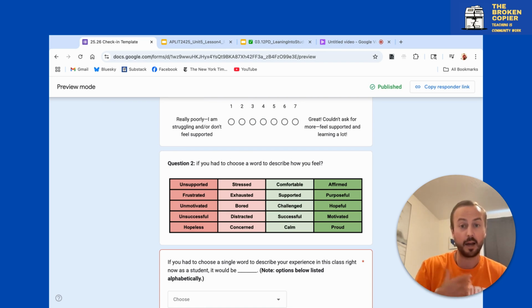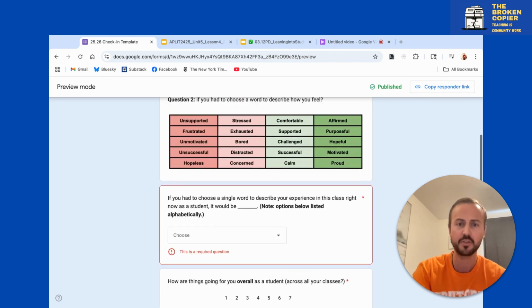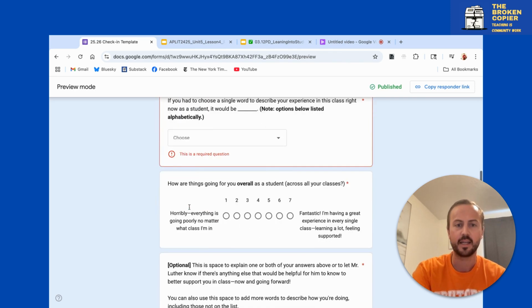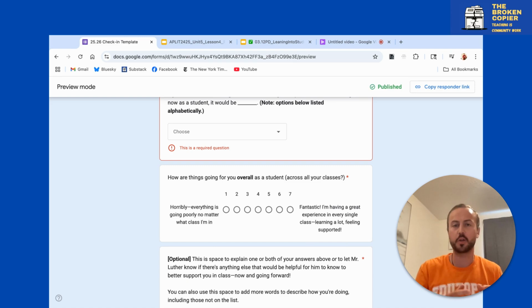So I also allow them to choose a different word in the optional space at the end if none of the 20 words work. But usually they pick one of the 20 words and it's really helpful. I'm going to show you some results later on from here. This third question is how are things going for you overall as a student? This is like my baseline, because if I have a student who is saying, oh, I feel like a 2 or a 3 in your class, I'm like, okay, that's a thing. And regardless, I'm going to respond that way.